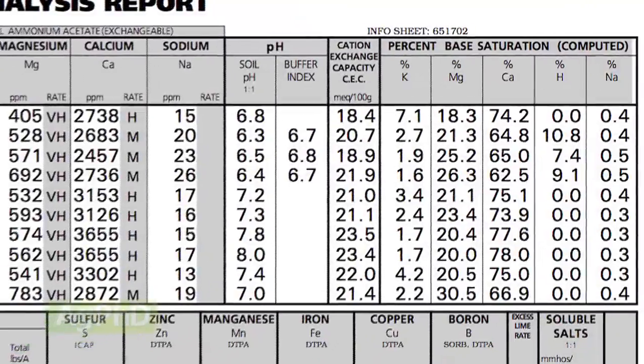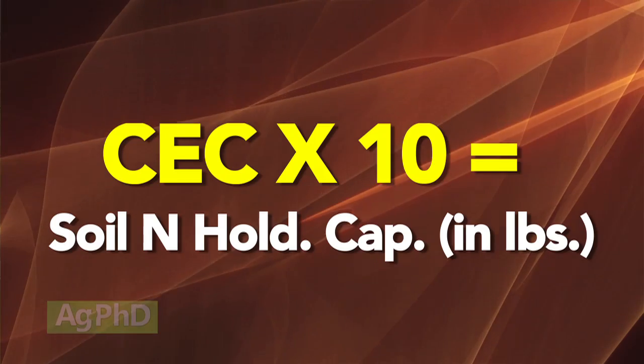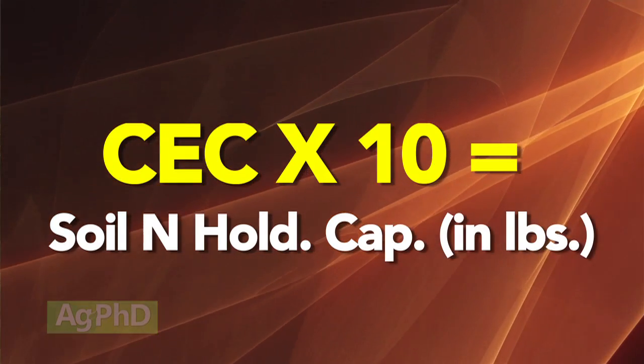Here's the most important thing we want you to know first. You've got to look at the cation exchange capacity level in your soil to figure out how much nitrogen your soil can hold at any one time. Take your CEC times 10, and that'll give you the number of pounds.